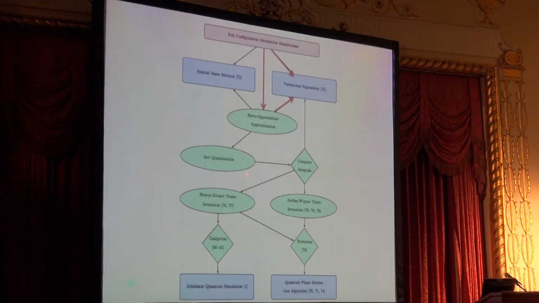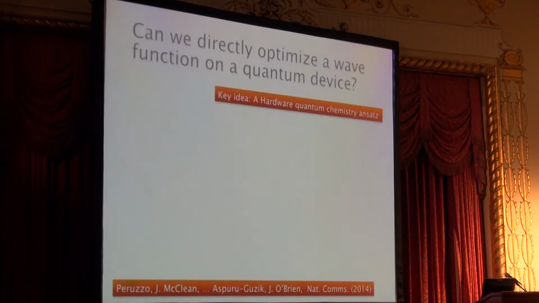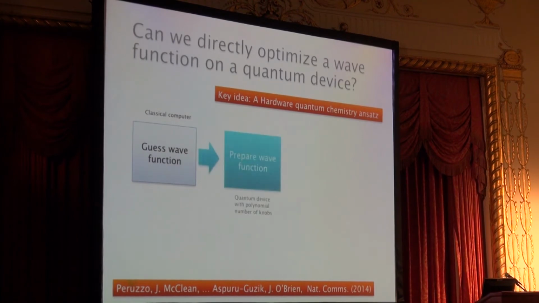Okay, so what we do is we say, let's just not do the Born-Oppenheimer approximation, and directly, we're going to pay a price, but directly go and do variational optimization. Okay? So what you do then is assume that the hardware that prepares the quantum states is the actual theoretical ansatz for your wave function.